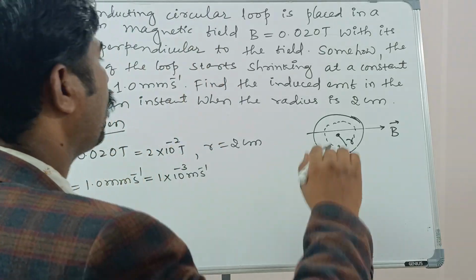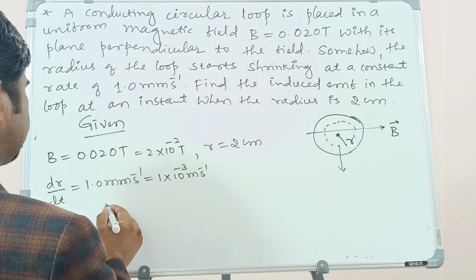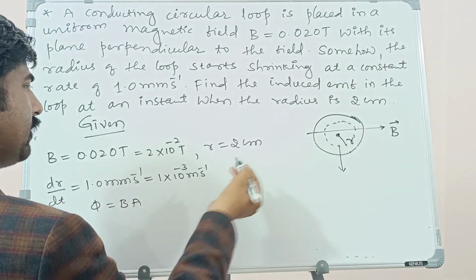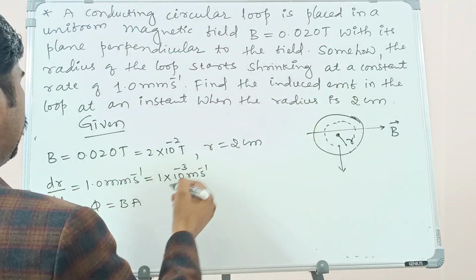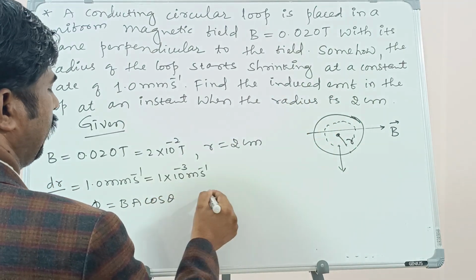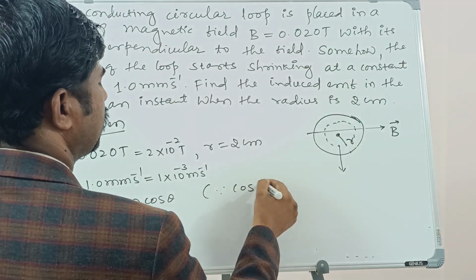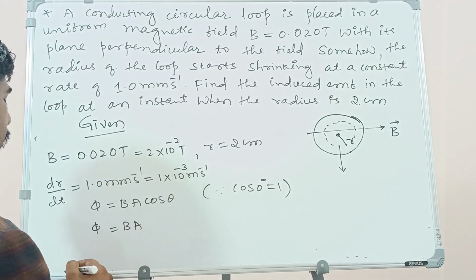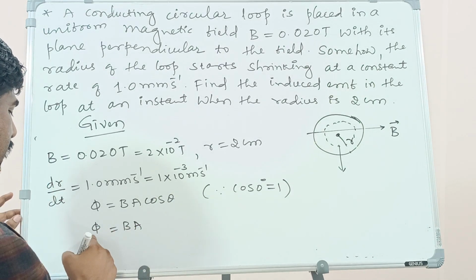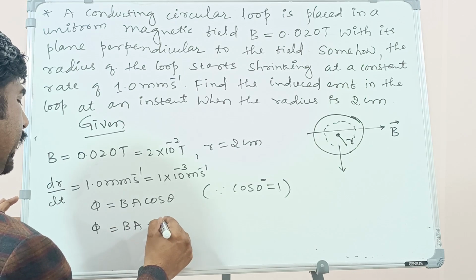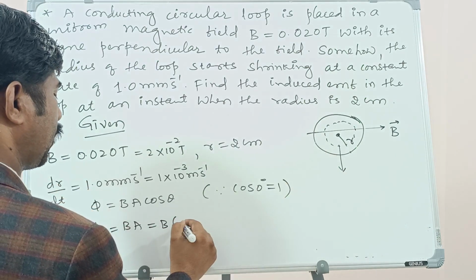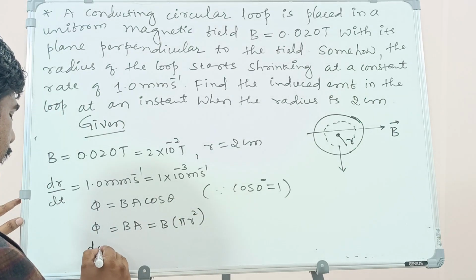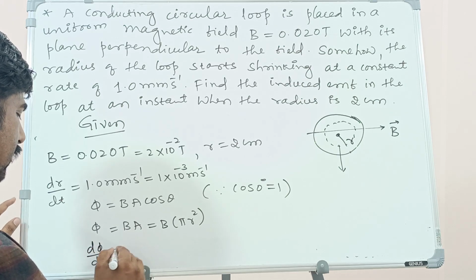Now, first of all, we take the flux phi equal to B A cos theta. Of course, theta is 0, so cos 0 is 1. Then phi is equal to BA. Now I will differentiate this to find the change in its value. The area of the circular loop is pi r square. Then we take d phi by dt, the rate of change of flux.